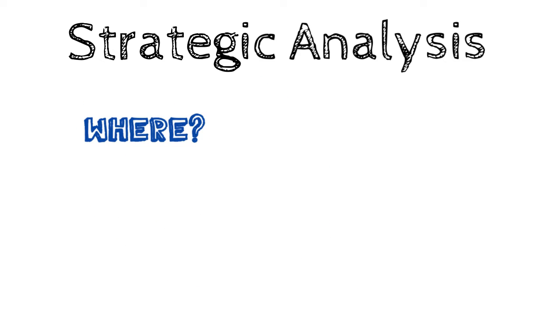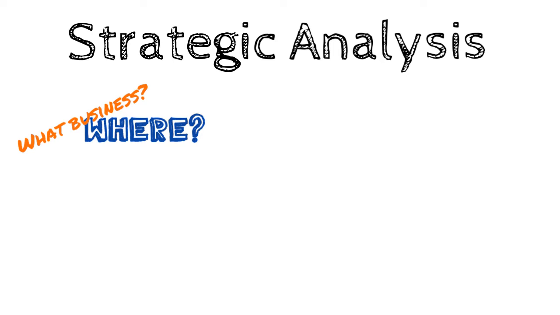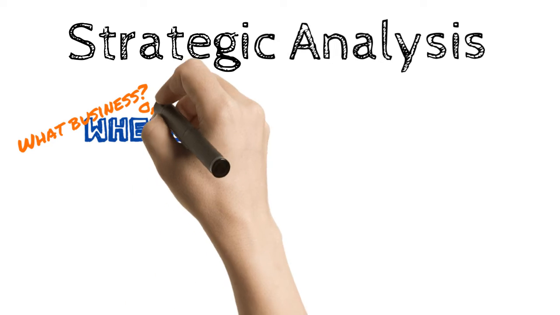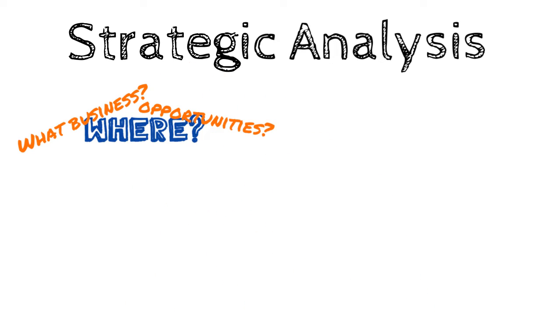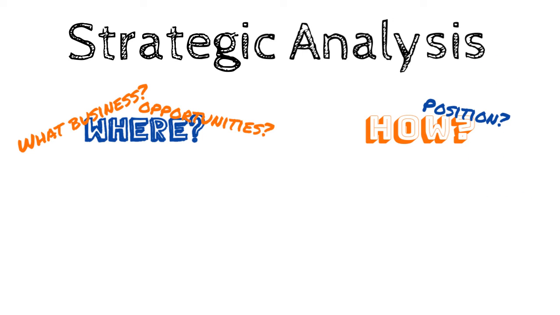First, where should the company compete? This question is aimed at deciding both what business to be in the first place and identifying where potential opportunities exist within the competitive landscape of that business. Second, how should the company compete? This question is aimed primarily at deciding how the company can best position itself for success within its chosen industry.